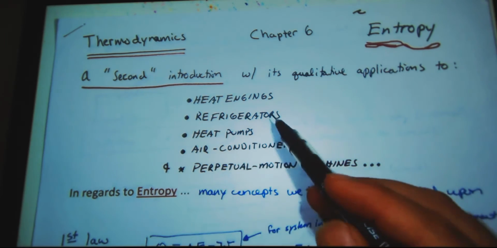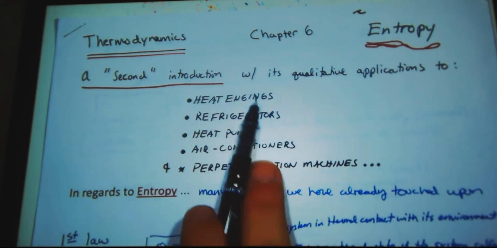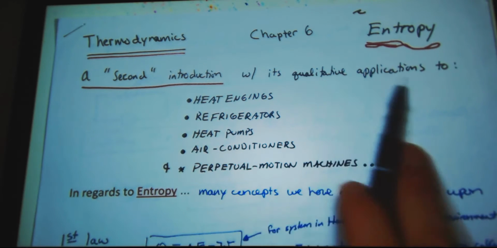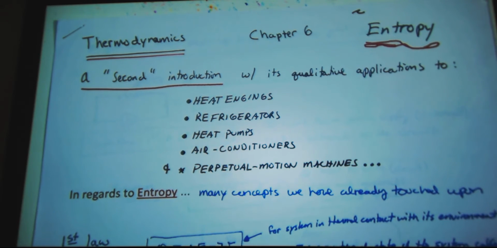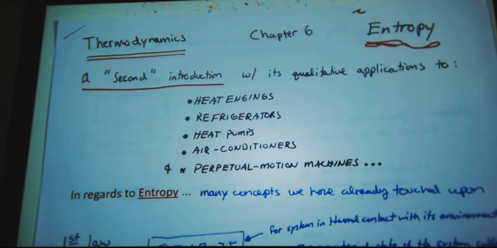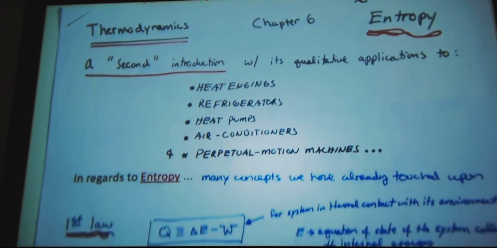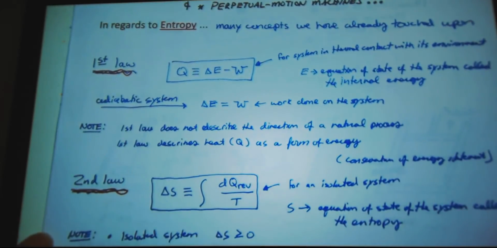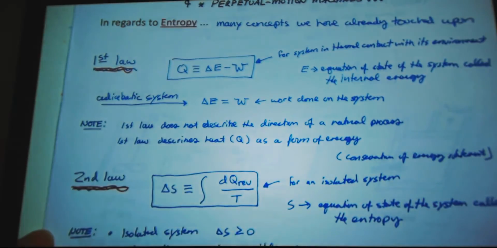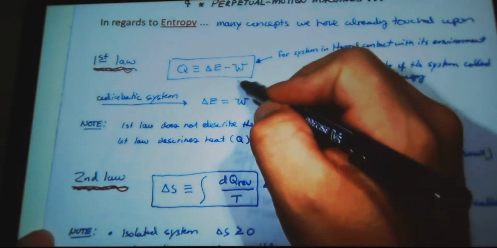So, chapter 6 in the book does a lot of qualitative, not quantitative, examples, and in principle, that makes it more complicated. So let's just recap the first law. This is a second introduction, but okay, we have all this right here.